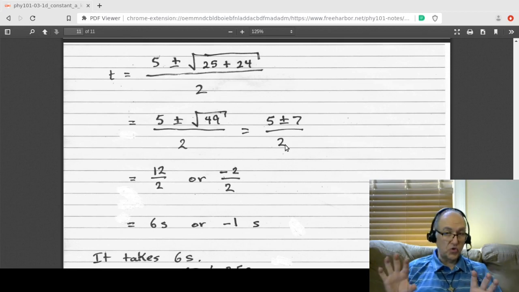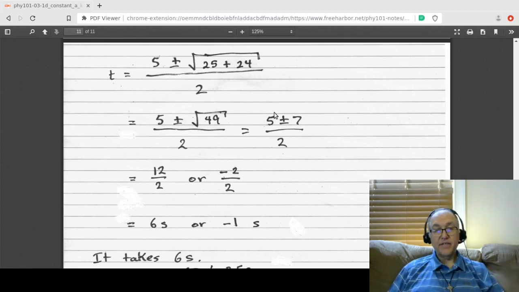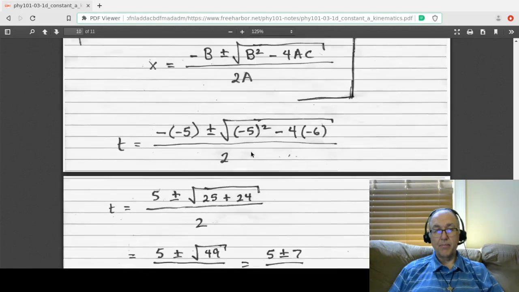And the way you work this out, there's two solutions packed into one. It's 5 plus 7 divided by 2. 5 plus 7 is 12, divided by 2. That's your one solution. And the other one is 5 minus 7 divided by 2. Okay, so 5 minus 7 is -2, divided by 2. And so you get an answer of either 6 seconds or -1 seconds. And those are the two answers that come out of this quadratic right here.